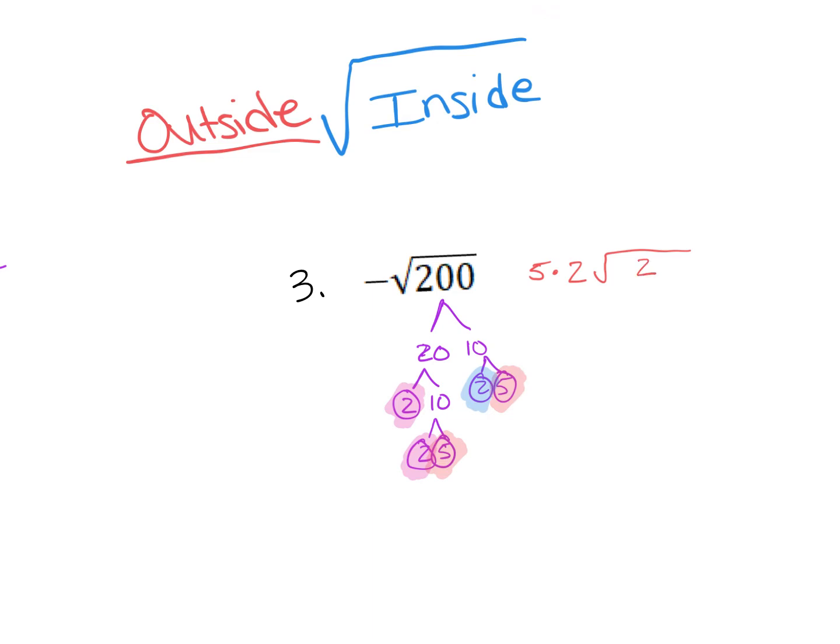And then again, I need to look back at the beginning of my equation. Oh, I have a negative. Really, I know that's a -1. So I'm going to multiply everything by a negative on the outside. So 5 times 2 is 10, times -1 is going to make -10, radical 2.